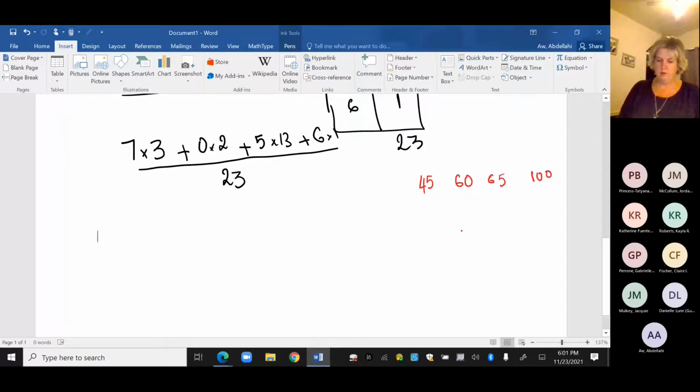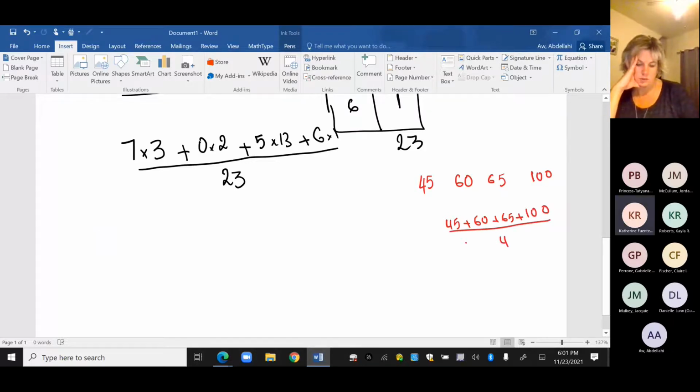What is the average here? The average is 45 plus 60 plus 65 plus 100, all over 4. You do the math. 67.5. You got 67.5? Would you round up at this point because you have a decimal? No, you just leave it like that. Okay, that is the mean. But does the mean here tell the whole story? This class average is almost a C, right? 67.5 is almost 70.